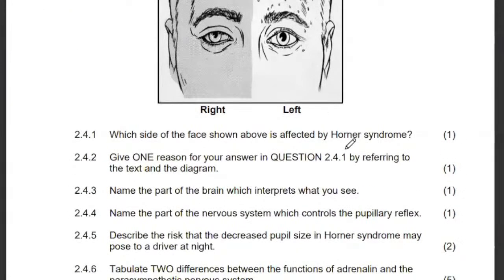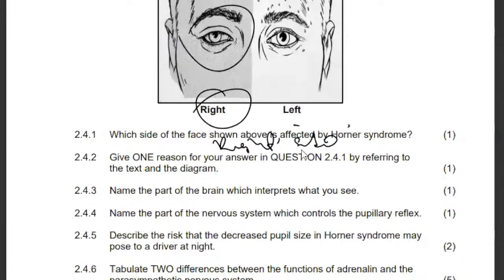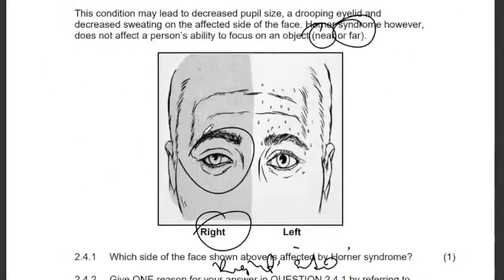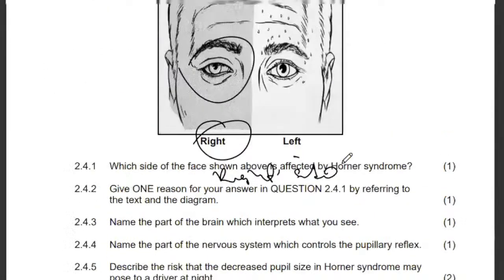So now they're asking you, the first question is, which side of the face shown above is affected by this syndrome? Which side of the face? Basically, it's the right side. Right side. Why? Because it's showing the properties they talked about here. Give one reason for your answer.